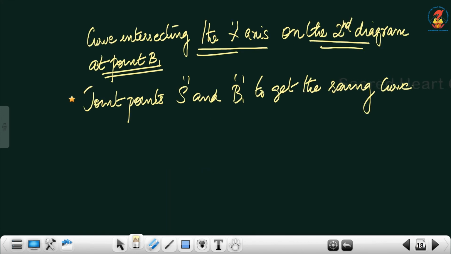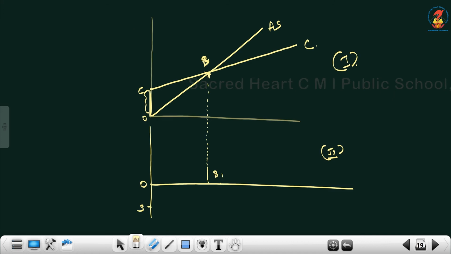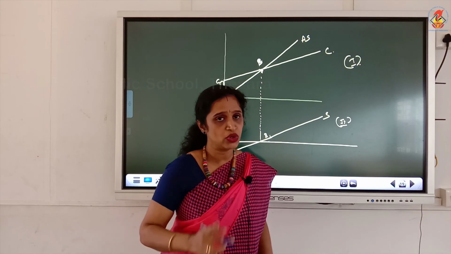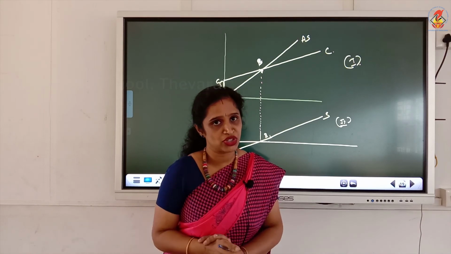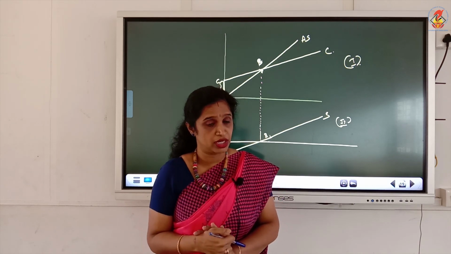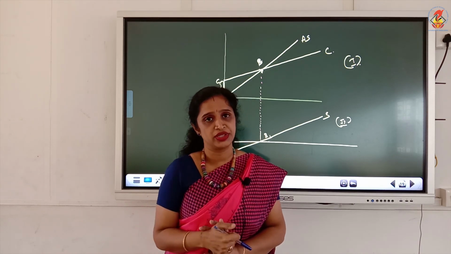Then what is asked to find out? Join points S and B1 to get the saving curve. This is point B1. So join S and B1 to get the saving curve. This is how we derive the saving curve from the consumption curve. So to derive the saving curve from the consumption curve, first you have to draw the 45-degree line and the consumption curve, and from that you have to construct the saving curve.